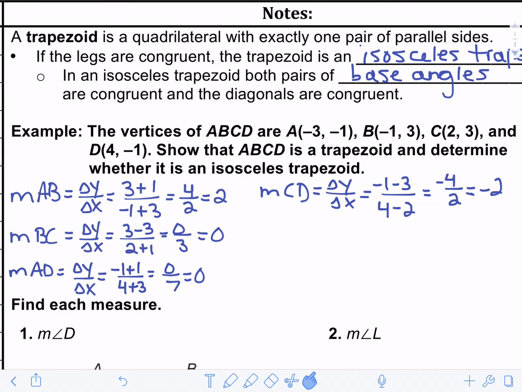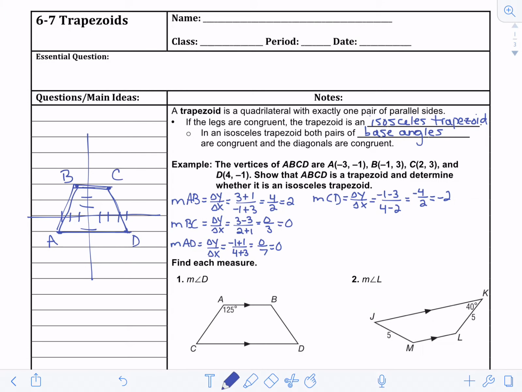Okay, so what I'm doing here, and we'll put the slopes over here. Slope of AB is 2. Slope of CD was -2. Slope of AD and BC are both 0. So you're just looking for this one pair right here of parallel lines. So far I know it's a trapezoid. And now what I've got to figure out is if it's an isosceles trapezoid.